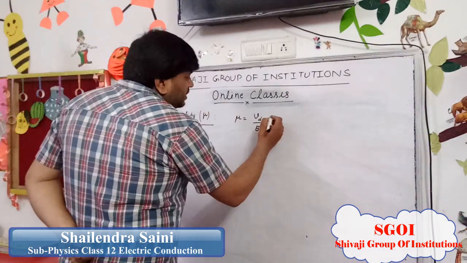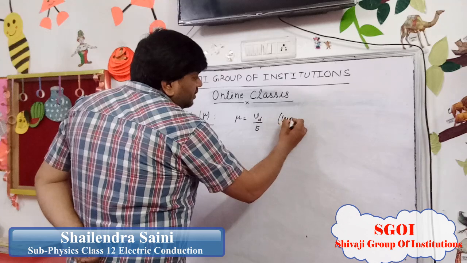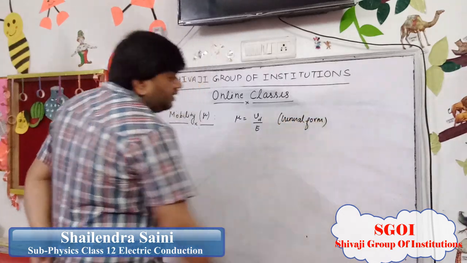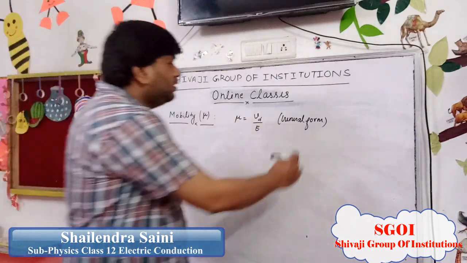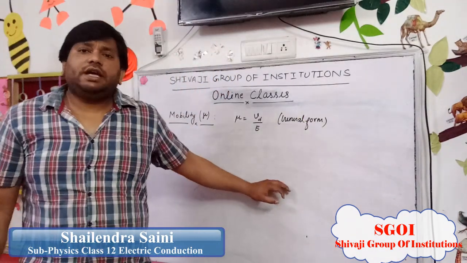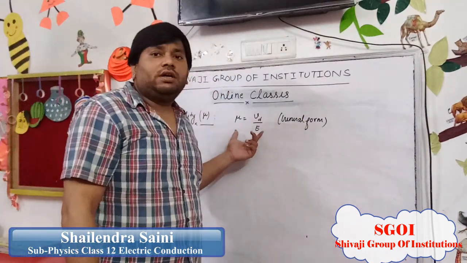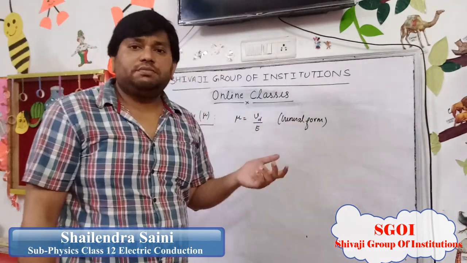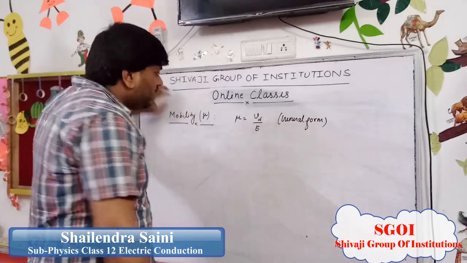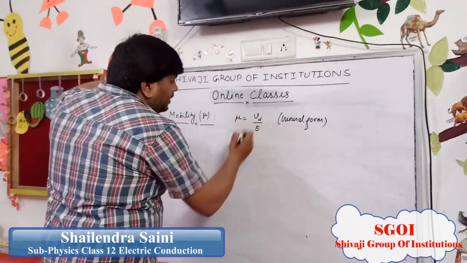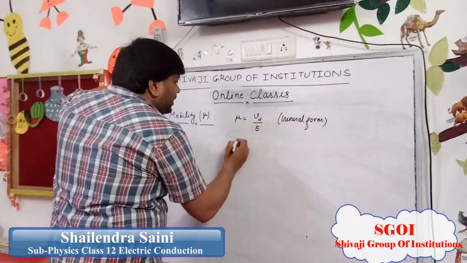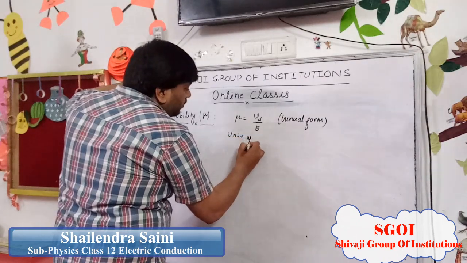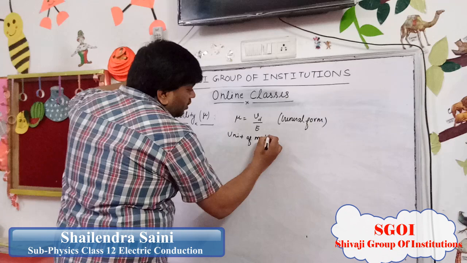So this is the general formula. When we say this is the general form, it means that we can apply this formula for every material, whether it is a semiconducting material or a metal. Now we can evaluate the unit of this mobility.